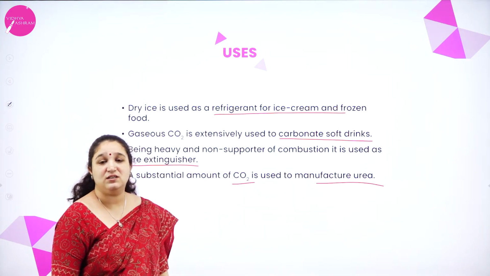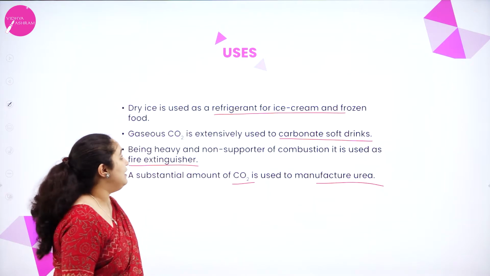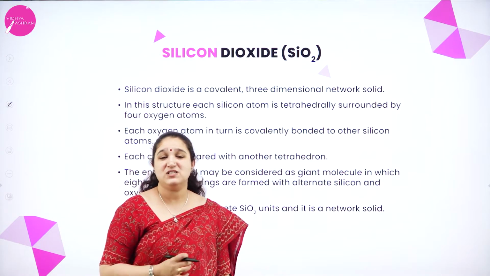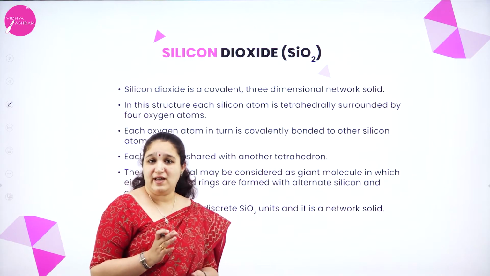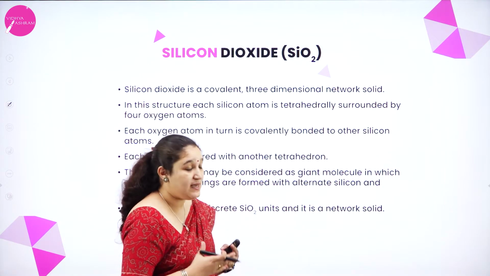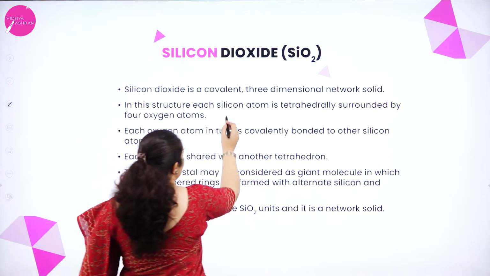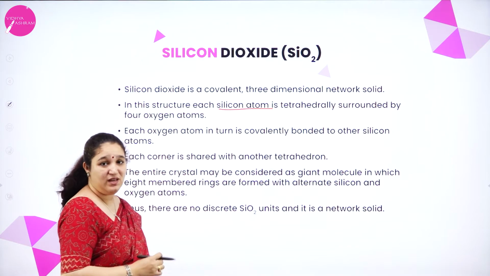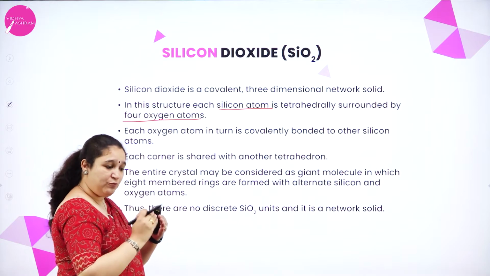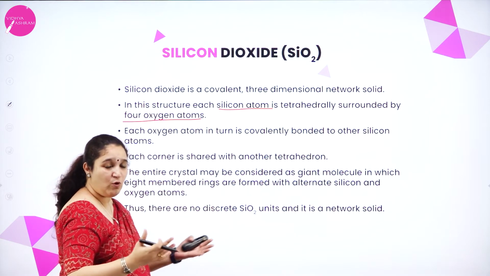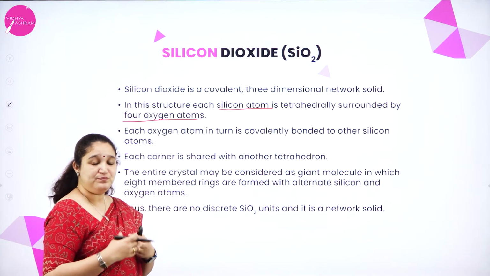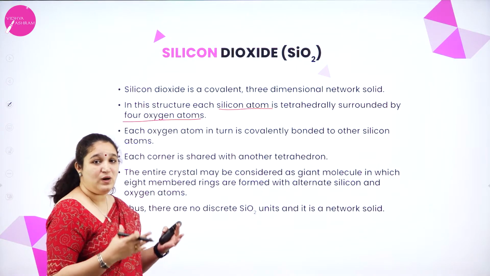Okay, so these are the uses of carbon dioxide. Next we have silicon dioxide, SiO2, the first compound of silicon. Silicon dioxide is a network solid. Now, why do we call silicon dioxide a network solid? It is because the silicon atom is tetrahedrally surrounded by 4 oxygen atoms, and each of the 4 oxygen atoms is again bonded to 4 silicon atoms. So every corner is bonded to one more corner, and we call it a network solid.